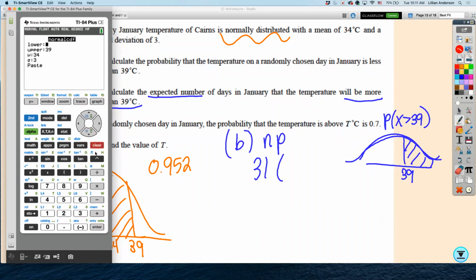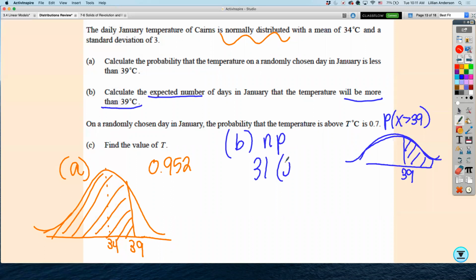Yep, I can definitely do that. Since I know I'm looking for it to be greater than that, I can do 39, second comma, 99, everything else stays the same, and I can get this value. What's another way I could have gotten that? 1 minus 0.952. Exactly, the complement. Because it's already found out what the area was to the left, and I'm looking for the area to the right. So that's going to be 0.0478, if I were to round it to 3 significant figures.